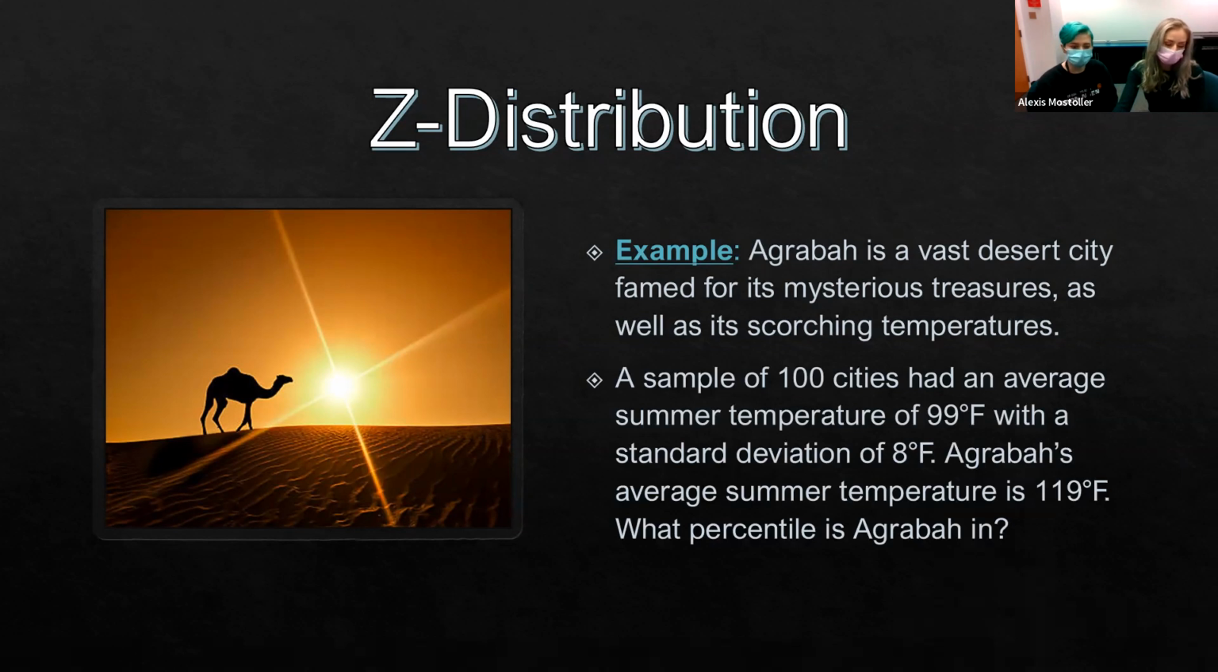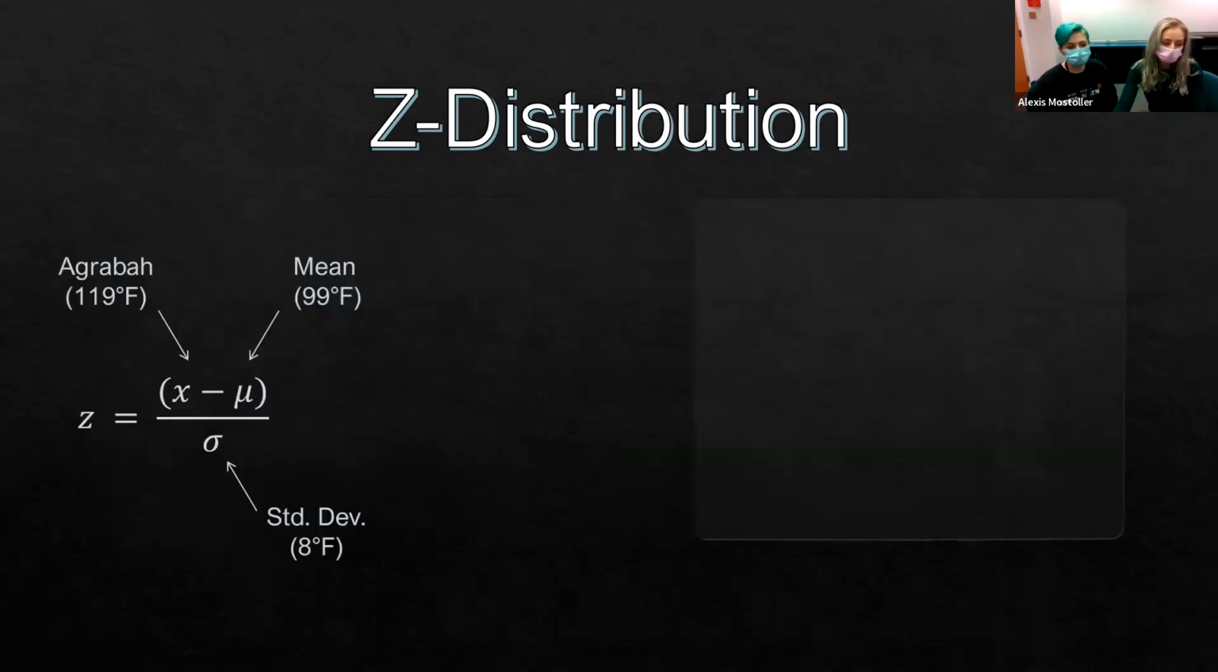So the percentile indicates the location of a score in a distribution, and it tells us what percentage of the population has a score that's lower than the one that we're interested in. So the first step for looking at this question would be to calculate a Z-score for Agrabah.